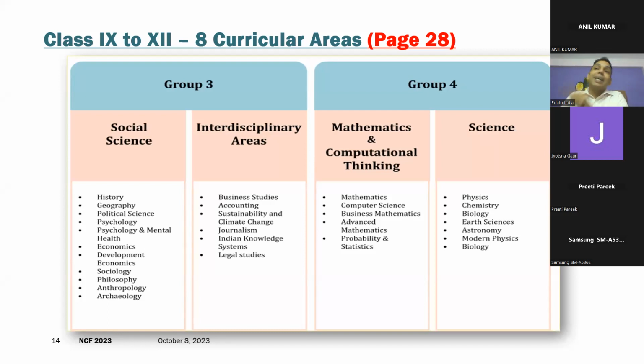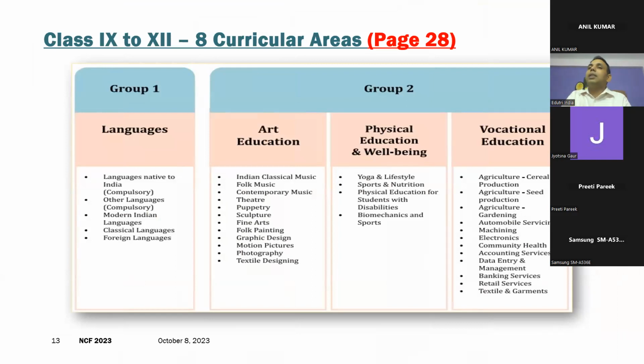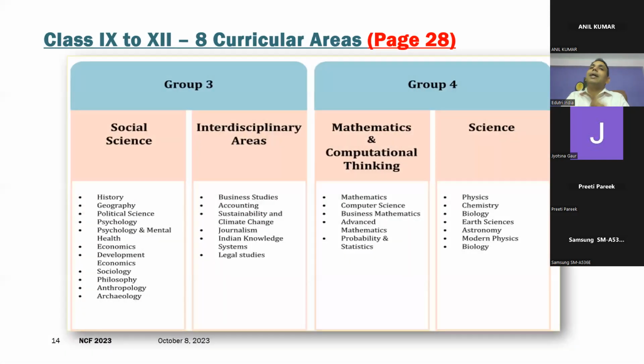Now, these four groups are again divided into 8 curricular areas. The first curricular area is language. The second is art education, then physical education, then vocational education. 3 + 1 = 4. Then again 2 in group 3, social science and commerce, so 6. And then mathematics and computational thinking is the 7th, and sciences are the 8th. These are the total 8 curricular areas to be studied in class 6 onwards. I'm repeating, these 8 curricular areas are to be studied from class 6 onwards: 6, 7, 8, 9, 10, 11, 12. How to study? I will tell you.